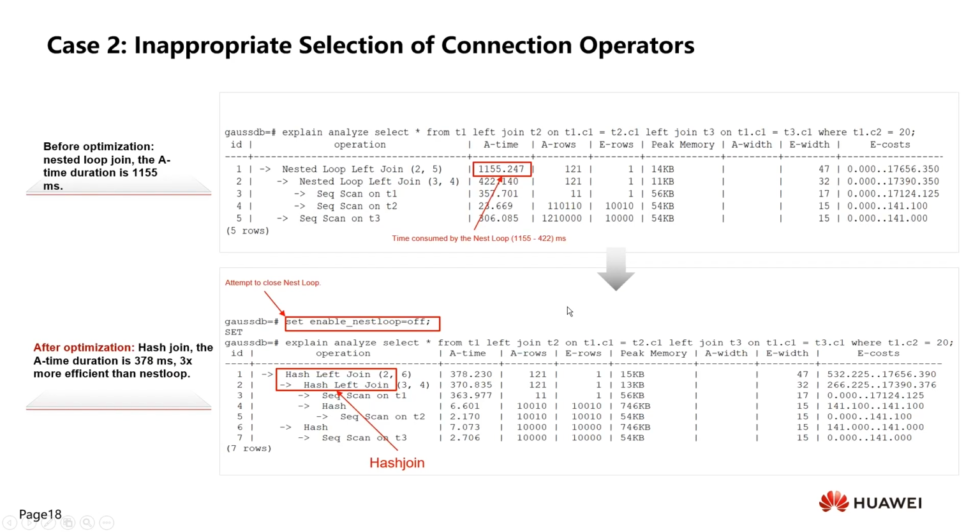In the following example, we have a case where the selection of join operators is not correct. By looking at the query plan, we see that the nested loop join operator is taking most of the execution time, and therefore we can try to disable it and let the optimizer choose other join operators instead. And in the lower query plan, after we disable the nested loop join operator, GaussDB uses hash join instead, which is approximately 3 times faster.